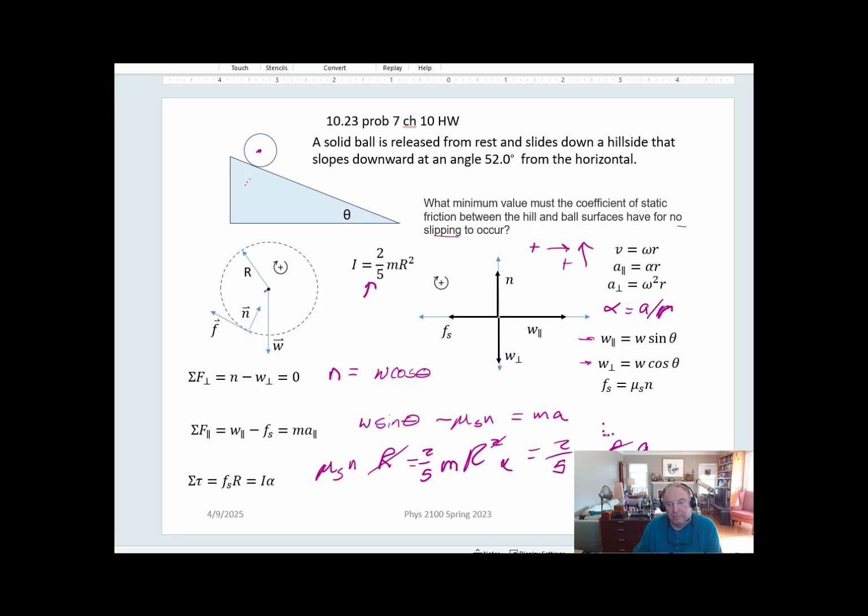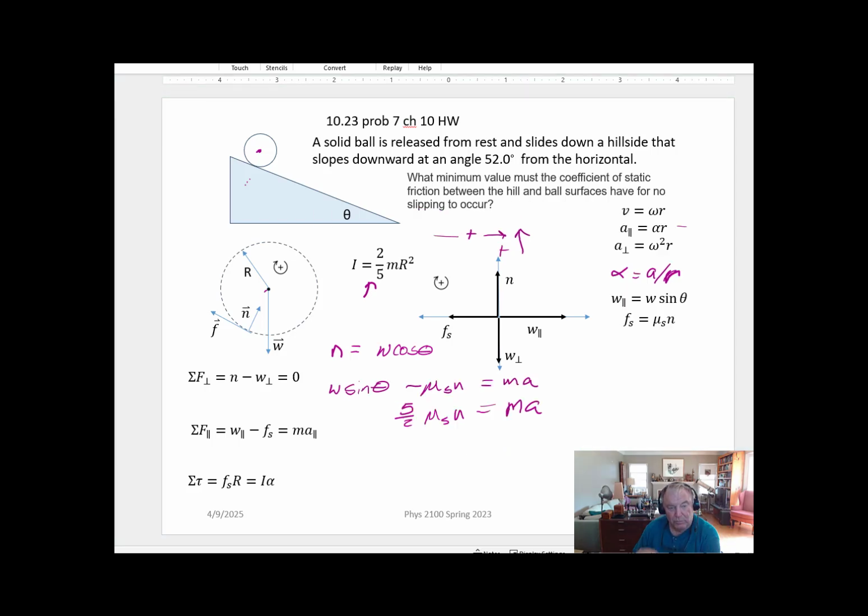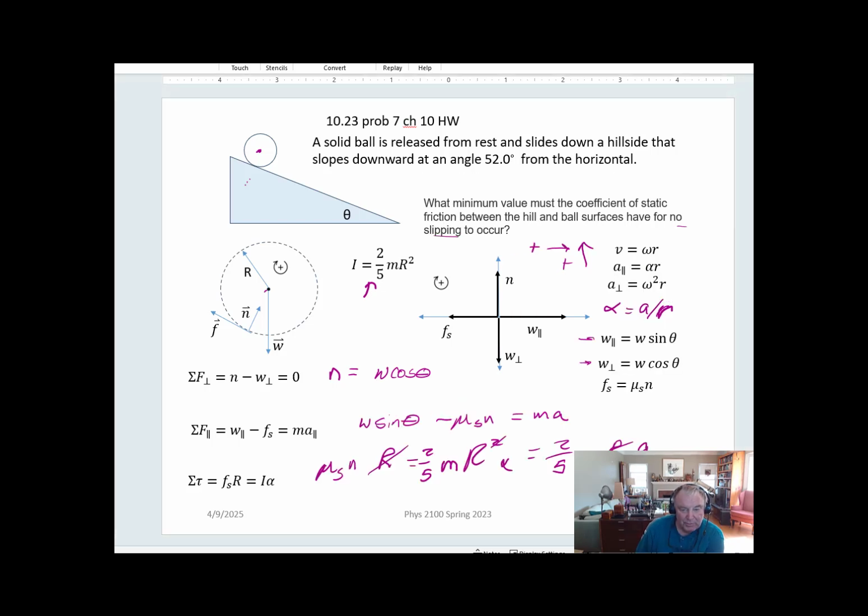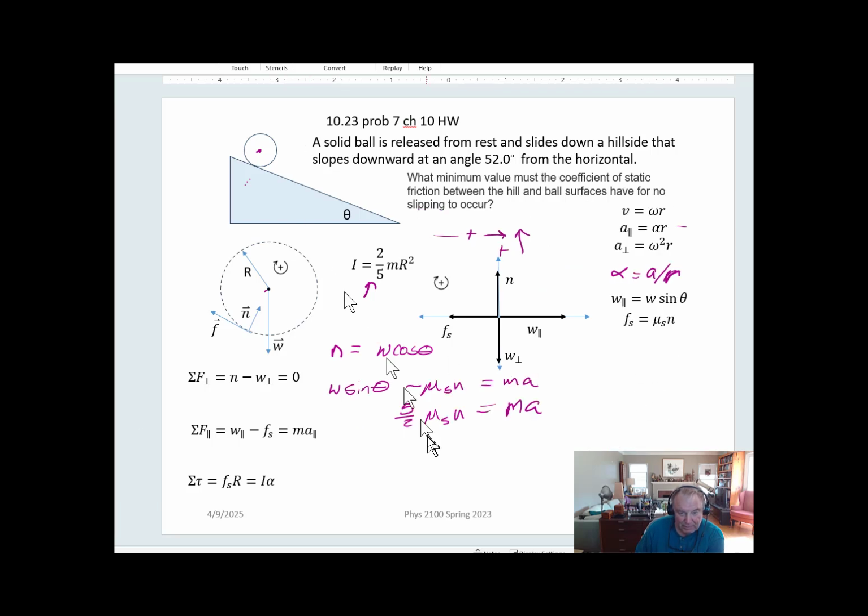All right. So let's take a look at what we have here. Let's see if we can make some room. Unpause this for a moment. Okay, unpause. So we ended up here a moment ago. The bottom one, we left with mu sub s times n times r equals 2/5 ma. So I clean things up, and this is interesting.